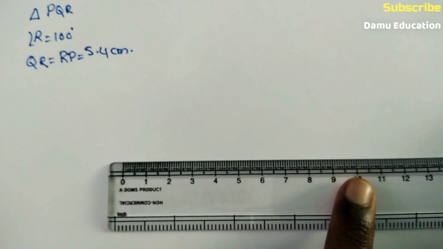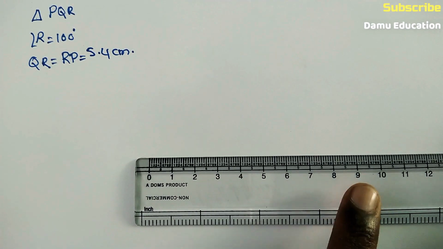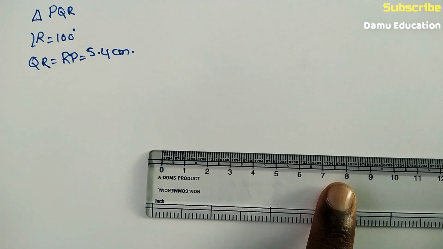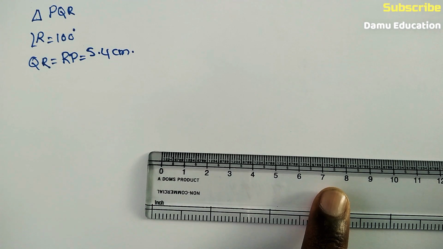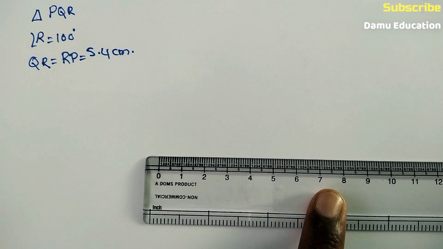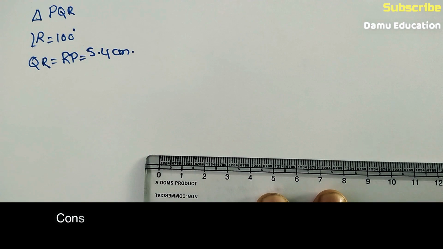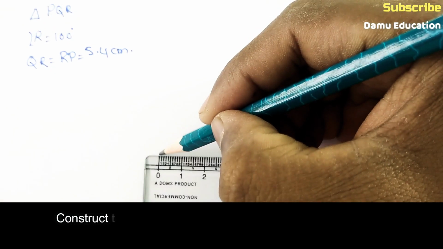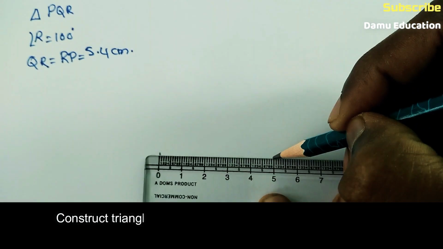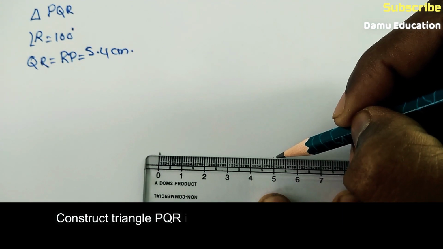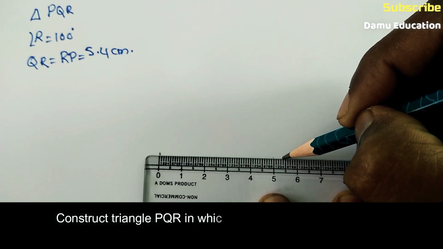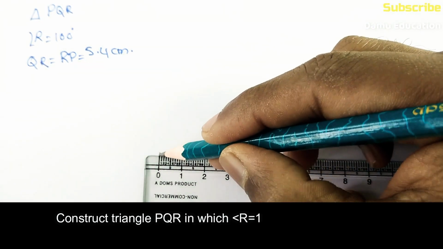So draw QR or RP. Draw RP with 5.4 centimeters. So here 5, after that 4 millimeters. 1, 2, 3, 4, before the middle line 1 millimeter.